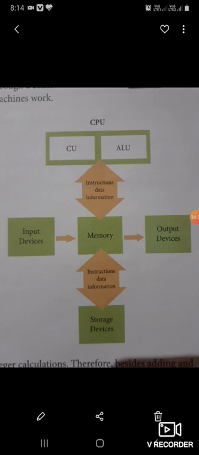Now this working is based on the principle of the IPO cycle, input process output cycle. Means the first step is input, after that processing, and the last step is output. Means first we insert any input or raw data, and after processing we get our meaningful result.